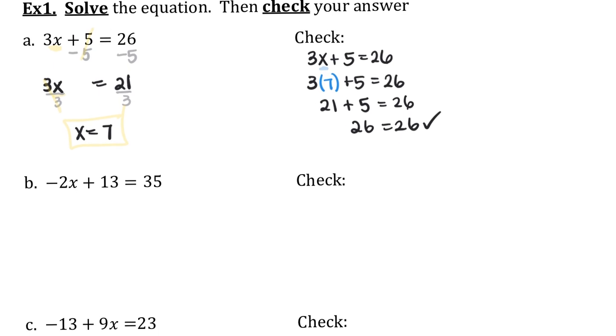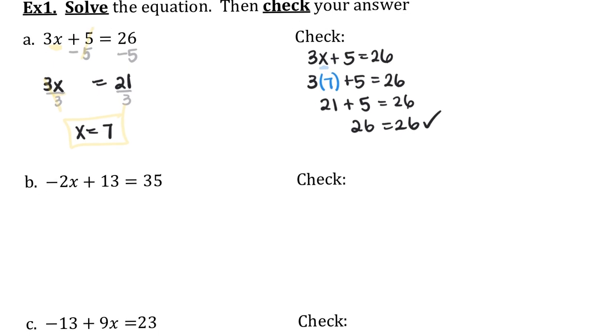Okay, let's go ahead and try the next one. It says negative 2x plus 13 equals 35. I want to get the x by itself. On this side of the equation, the only things over there are the negative 2 and the 13. Since the 13 is being plussed, I'm going to cancel the plus 13 first. So I'm going to minus 13 to cancel the plus 13. If I do it on the left, I do it on the right.